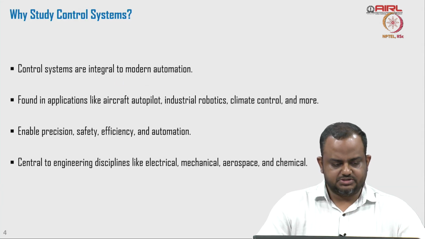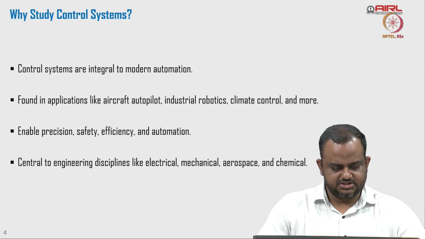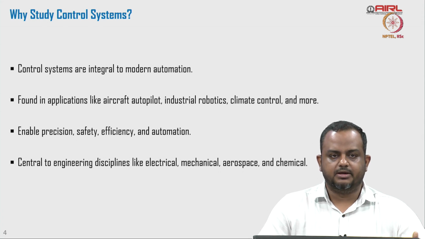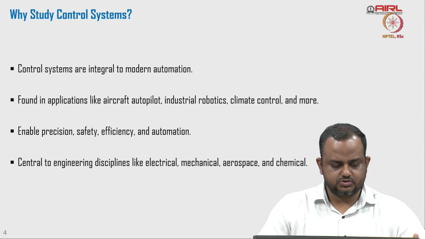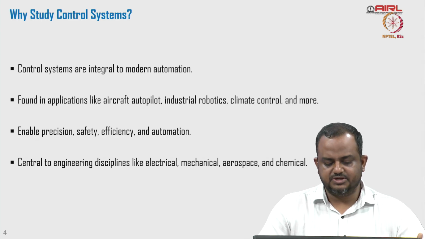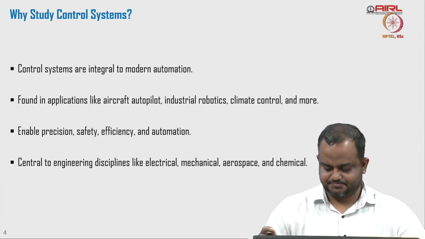So, why study control systems? It is an integral tool in modern automation, which is found in applications like aircraft, industrial robotics, climate control and more. Presently it is coming in a huge way in drone autonomy also. It enables precision, safety, stability, efficiency and automation. And the broader concepts of control system engineering are very much relevant in different engineering disciplines like electrical, mechanical, aerospace, etc.